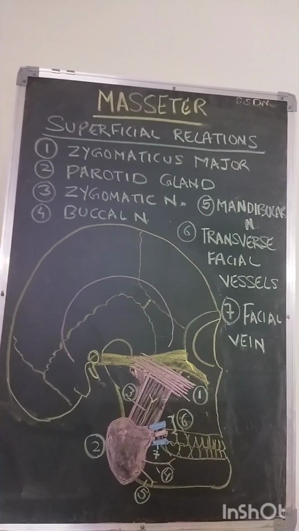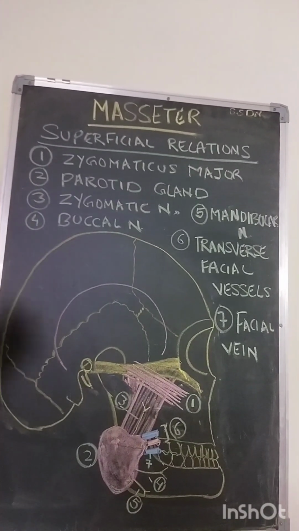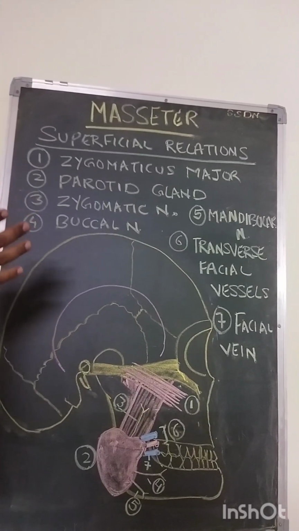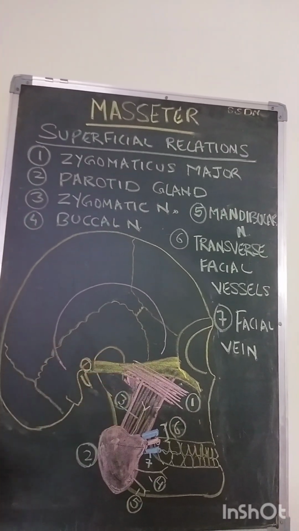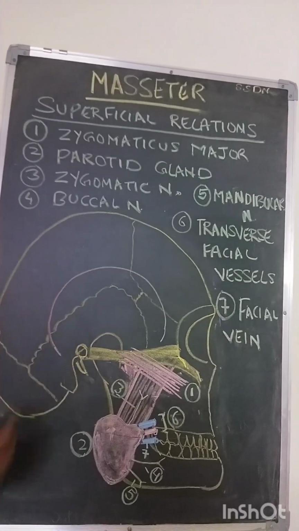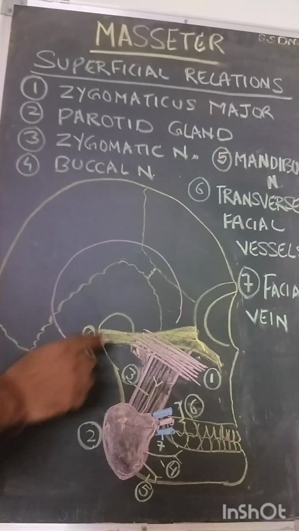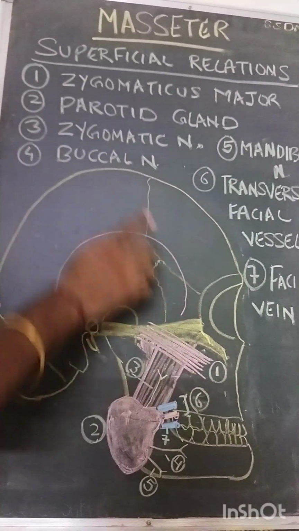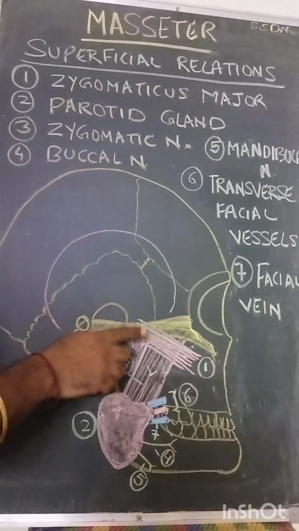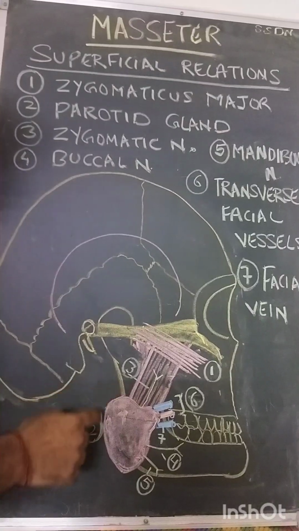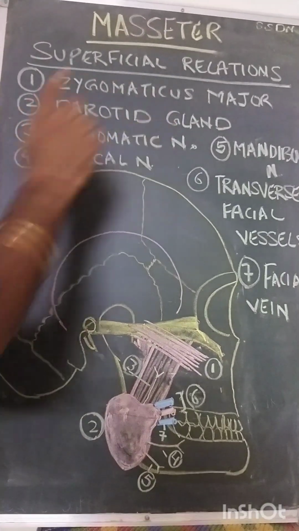Now coming to relations, the superficial relations of the masseter. Superficial means above or lateral to the masseter muscle. If this is the masseter muscle, what are the superficial relations we have? Number one is the zygomaticus major muscle. Second is the parotid gland.